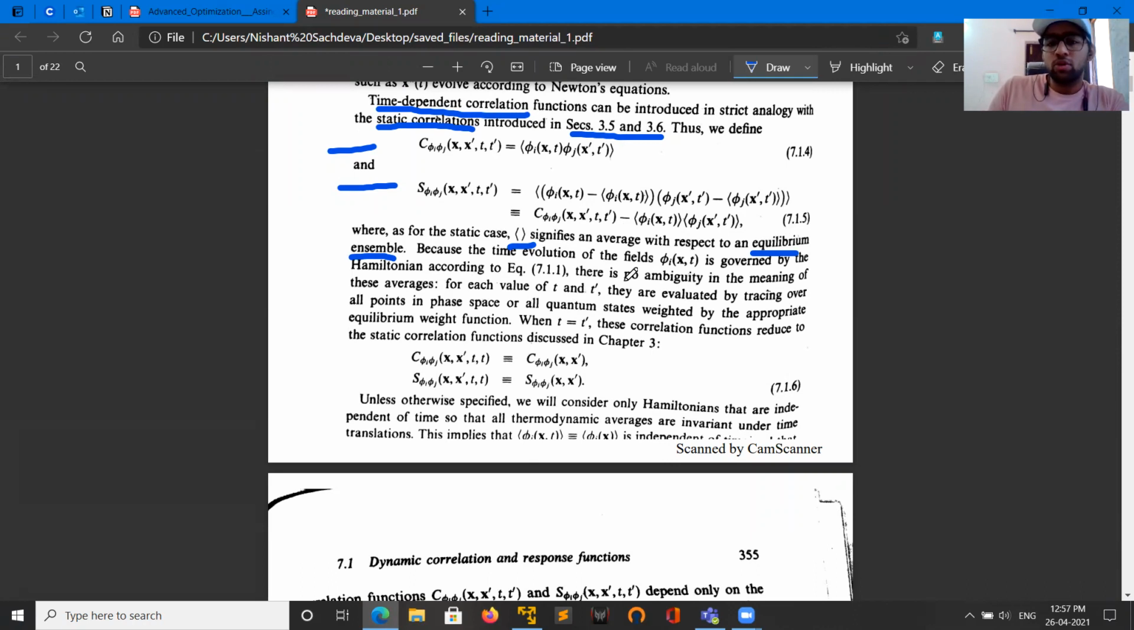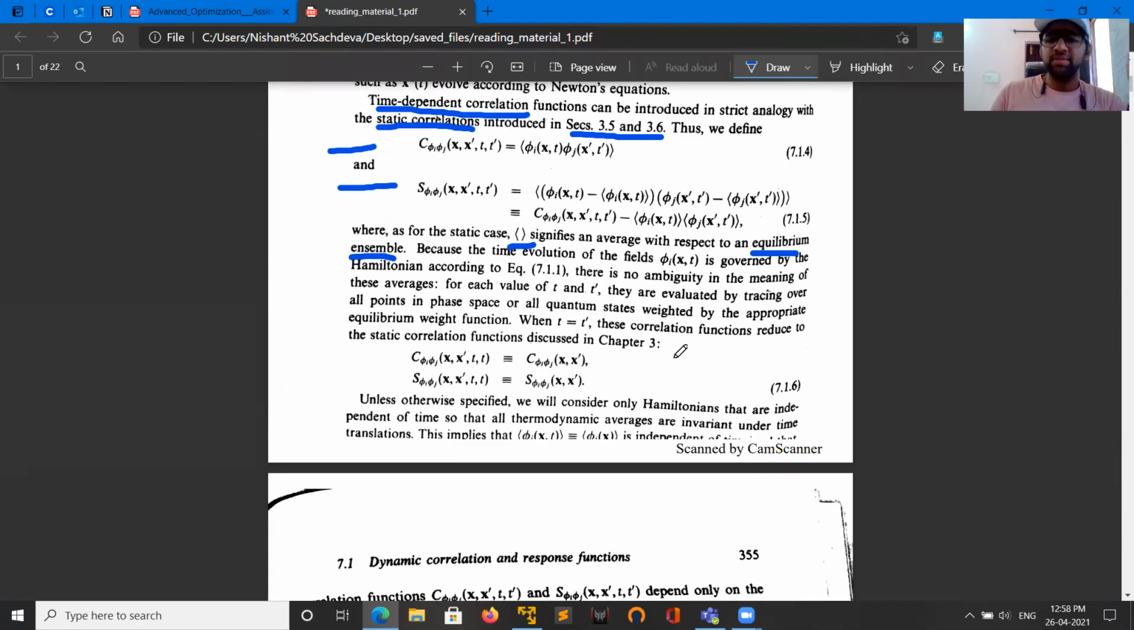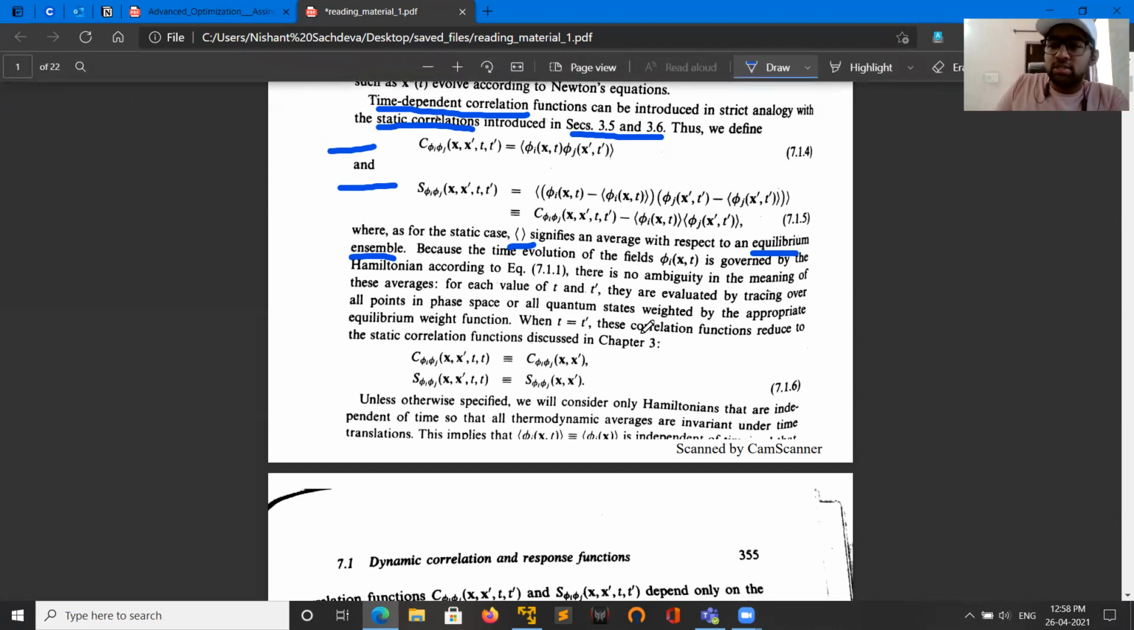Because the time evolution of these particular fields is governed by the Hamiltonian according to this equation right here, there is no ambiguity in the meaning of these averages. For each value t and t dash, they are calculated by tracing over all points in the phase space, or if you're dealing with quantum operators, then quantum states weighed by the appropriate equilibrium weight function. So when t becomes the same as t dash, these correlation functions reduce to the static correlation functions that we got from chapter 3.